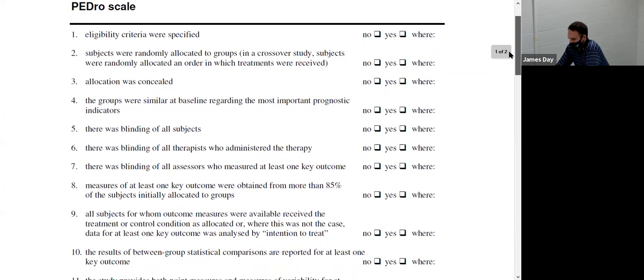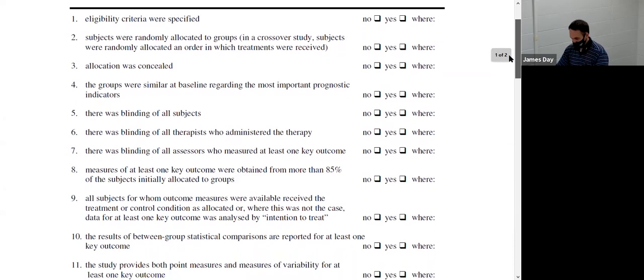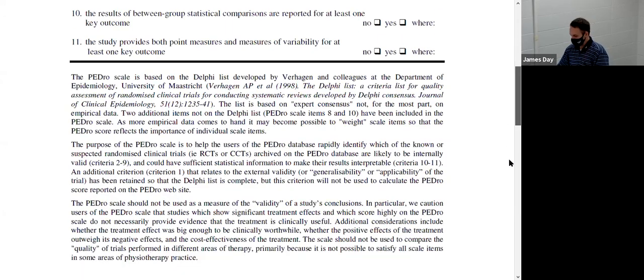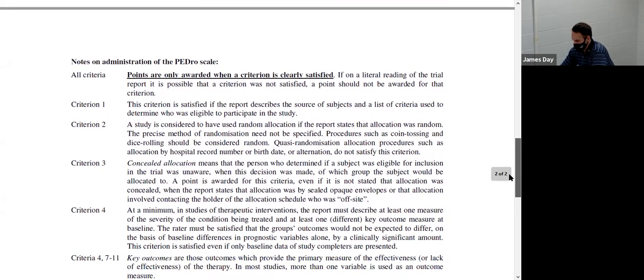Subjects were randomly allocated to groups. In a crossover study, subjects were randomly allocated in order in which treatments were received. Okay, so crossover studies are similar to the study we read before, where they participated in both groups. So with that, we need to see whether or not they were randomized.